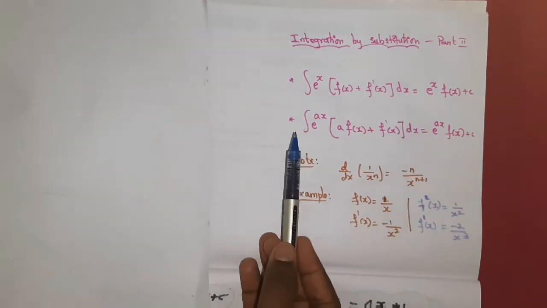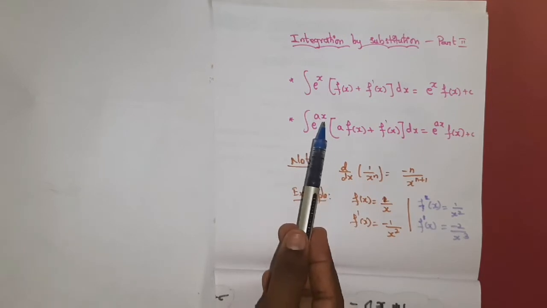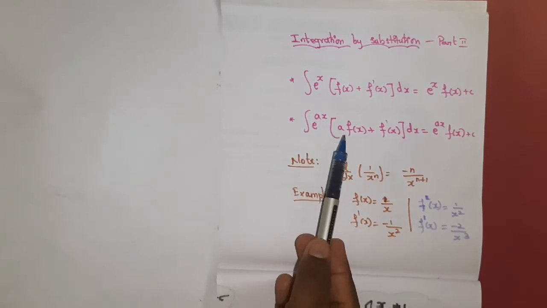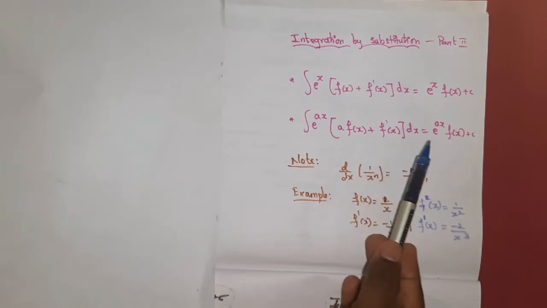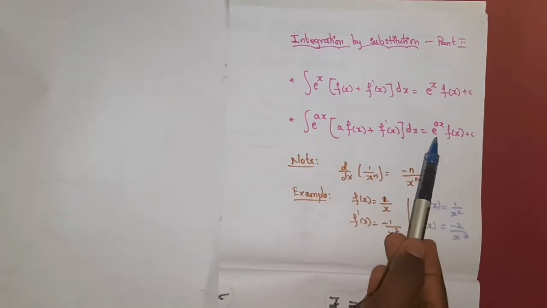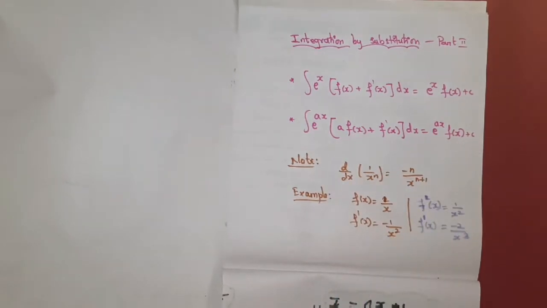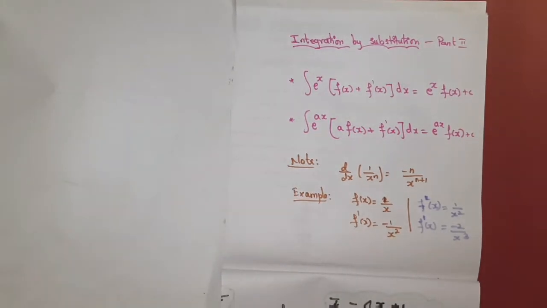And the other one is integral e^(ax) into, the coefficient of x here is a, so that a f(x) + f'(x) if you have, then the answer will be e^(ax) into this f(x) alone. So e^(ax) f(x) + c. Right. So using these two only we are going to do all the sums. So keep in mind very clearly.